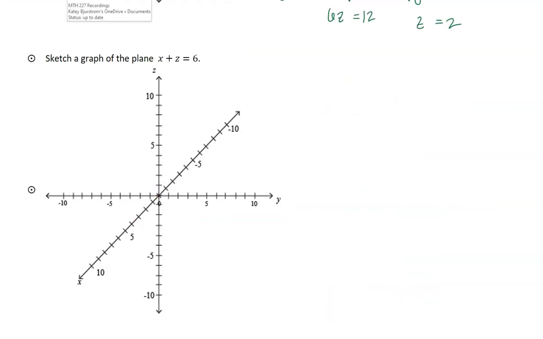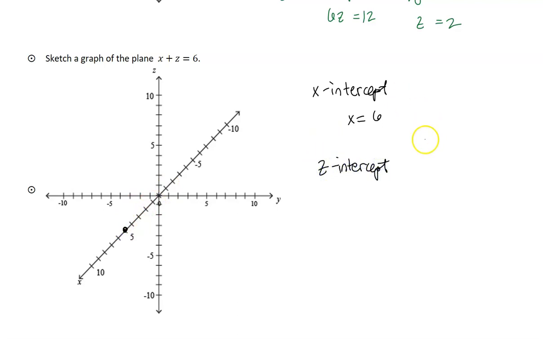Now this is a specific example where the y happens to be missing. So in this case, if you wanted to find the x-intercept, you would let y and z be equal to 0, but there is no y, so we just have x equals 6. So I will put that here. And the z-intercept, where we would have z equals 6. Now since there is no y-intercept, what this is saying is y could be any value possible.